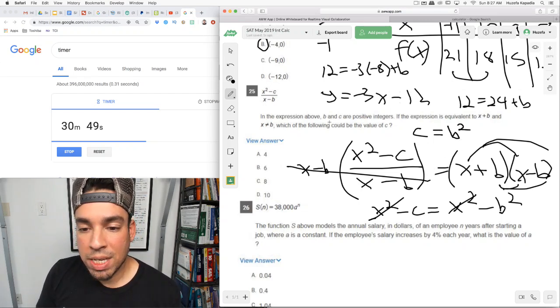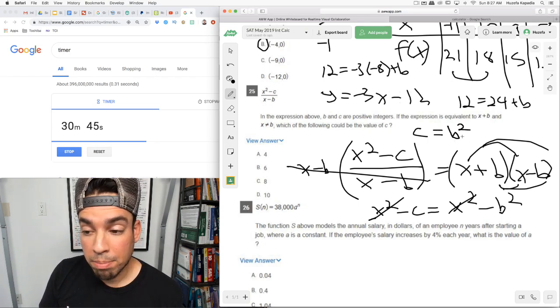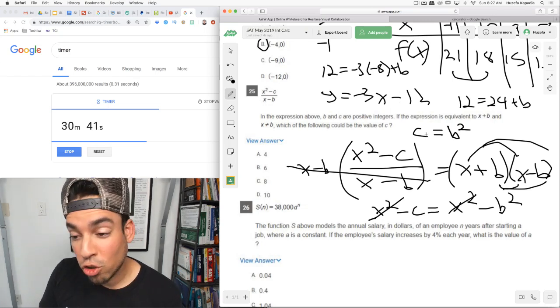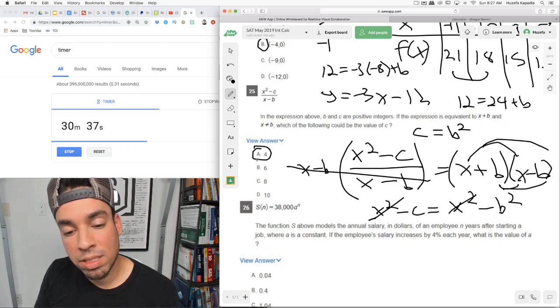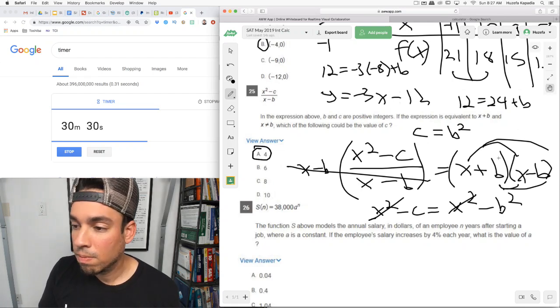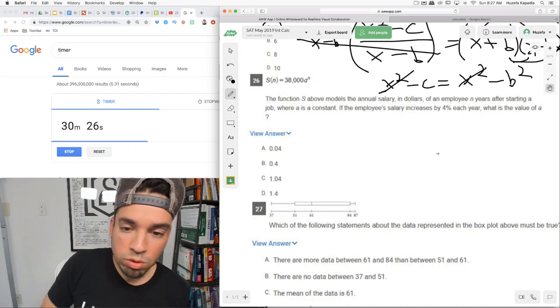And b is an integer. Well, if b is an integer, b squared is, c has to be an integer squared of some sort. So the only thing that could work is a, because a is a square of 2. 6 is not a square of an integer. Neither is 8, neither is 10. That's it. All right.